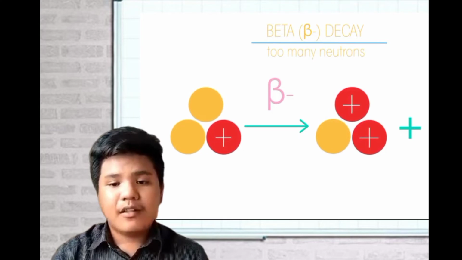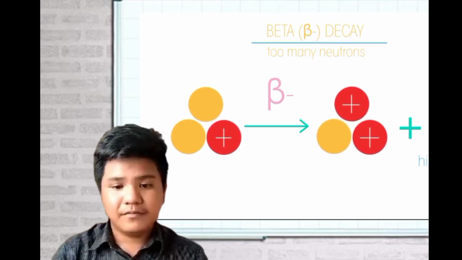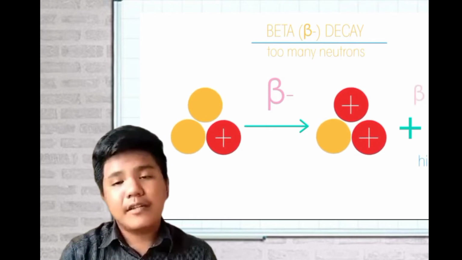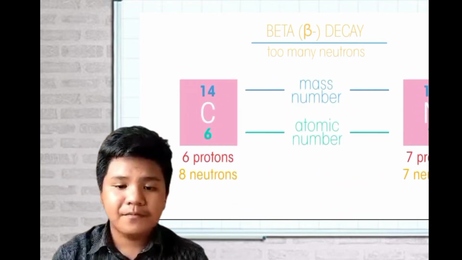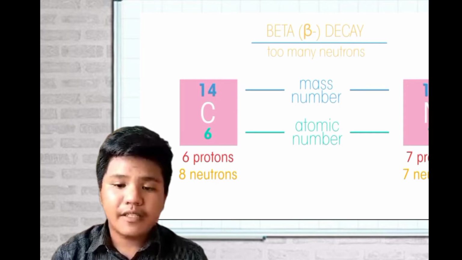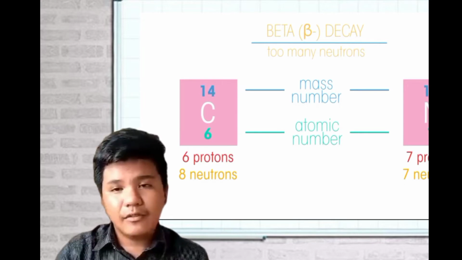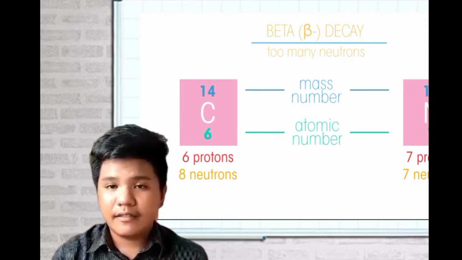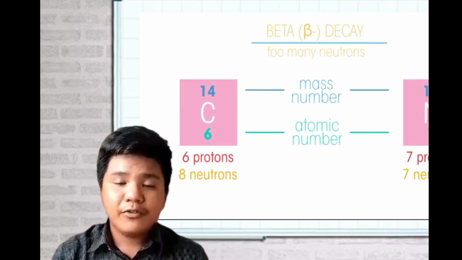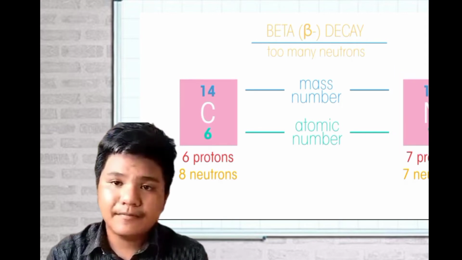Unstable nuclei have too many protons or neutrons, upsetting the strong force or nuclear force. So simply, radioactive decay happens when unstable nuclei balance themselves by giving up their excess protons or neutrons to become stable.